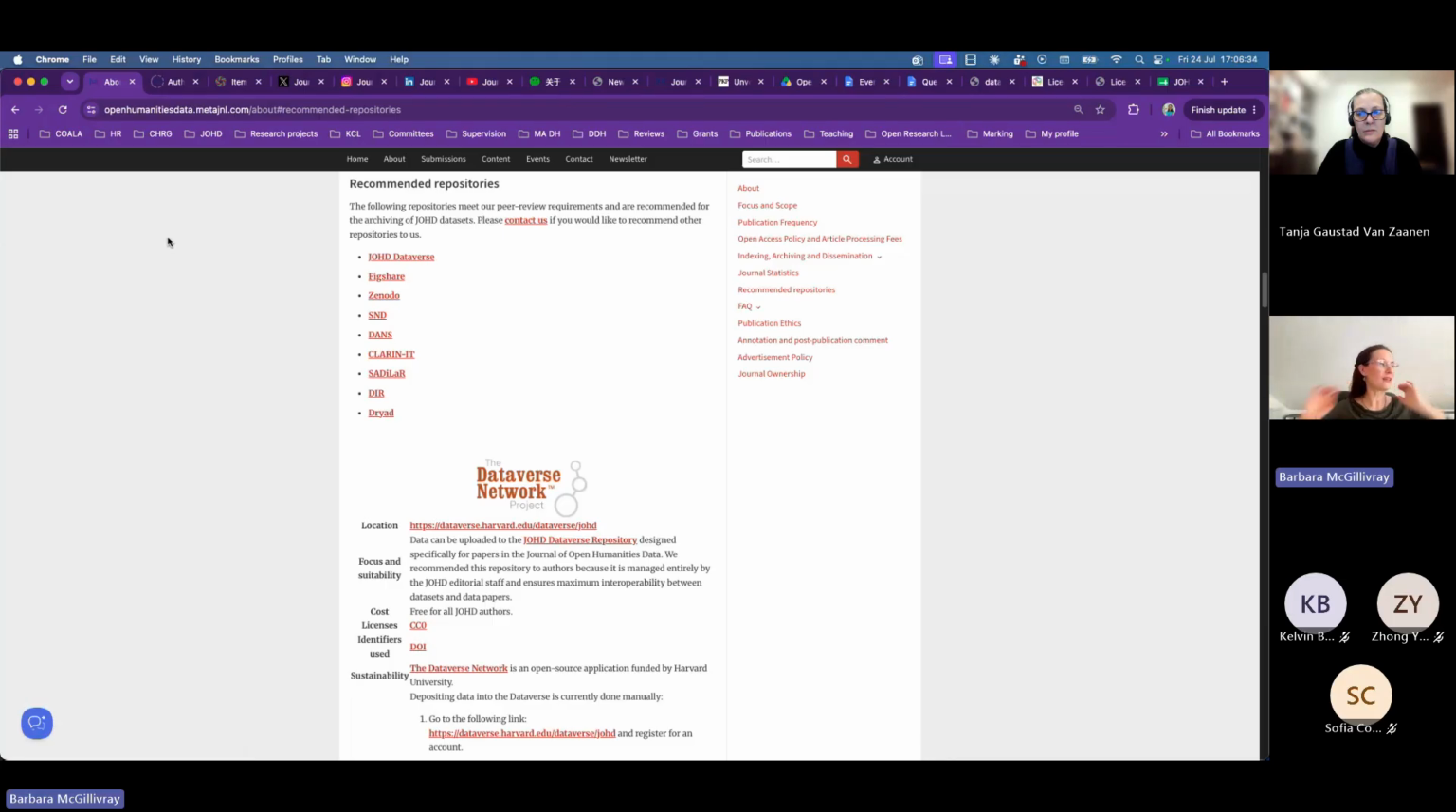Most of these repositories assign DOIs, although not all of them, but they do need to assign some handle, a unique persistent identifier to the dataset. That's important because we do need to identify the dataset that you're describing or talking about in your paper in a unique way, a specific version of that data in particular.